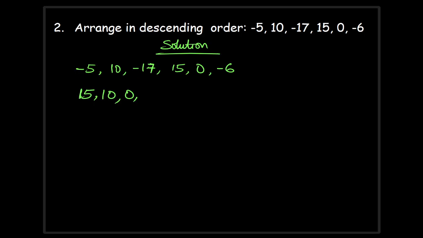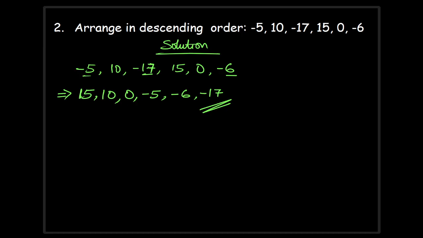So the negative part also must be arranged from the biggest to the smallest. So minus 5, minus 17, and minus 6. Which of them is the biggest? Because they are moving in descending order from the biggest to the smallest. So minus 5 is actually the biggest, and then minus 6 follows, and then minus 17 becomes the smallest number. So this is arranging in descending order.